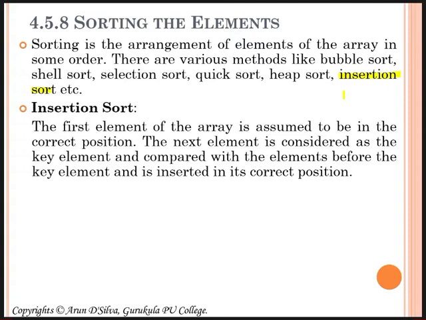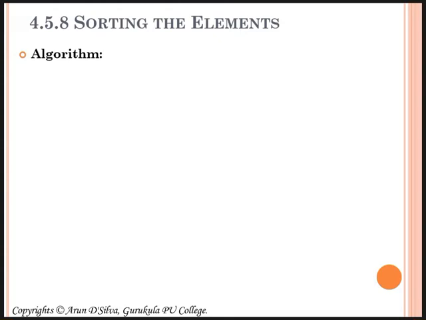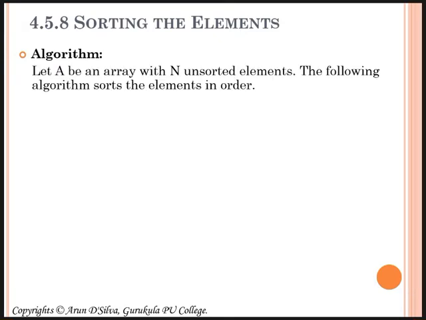The first element of the array is assumed to be in the correct position. The next element is considered as the key element and compared with the elements before the key element and is inserted in its correct position. This is the way we are implementing. Let me explain with an algorithm to make it clear. Now the algorithm: consider A is an array with n unsorted elements. It is not in any order, unsorted elements. The following algorithm sorts the elements in order.